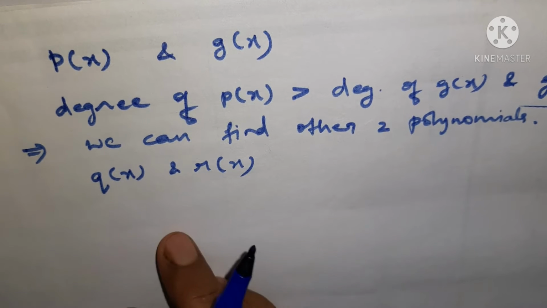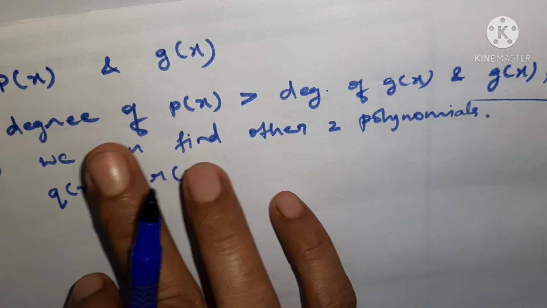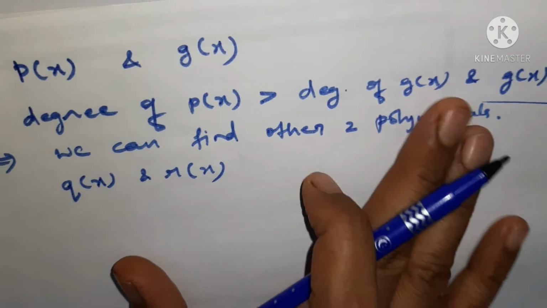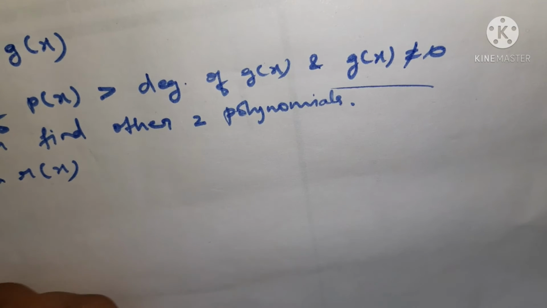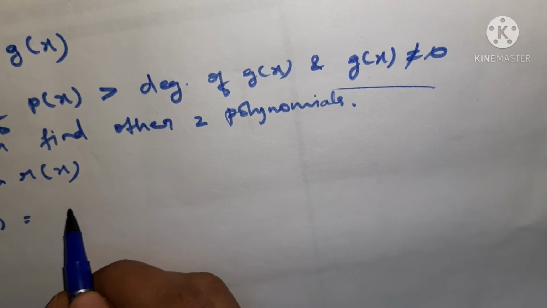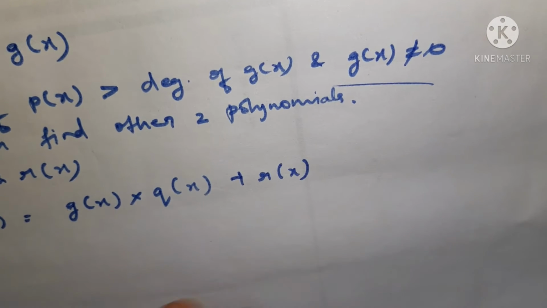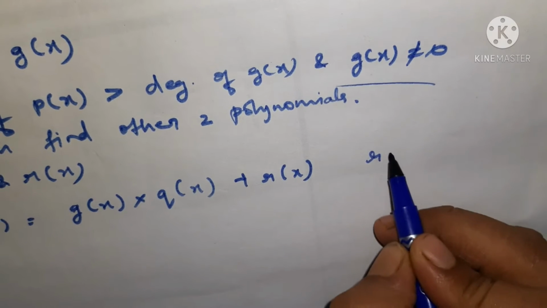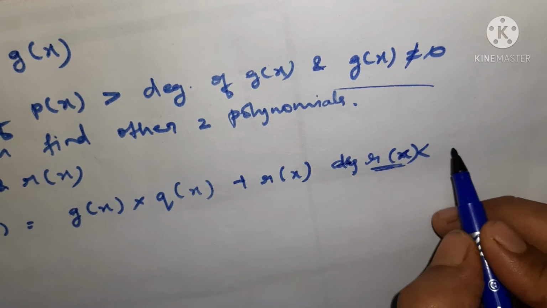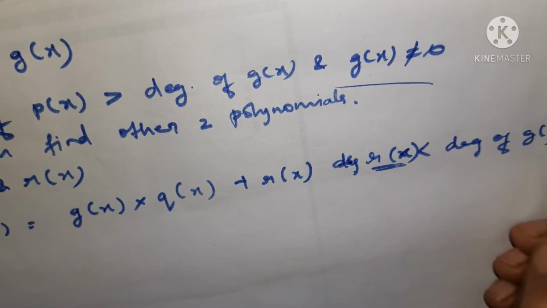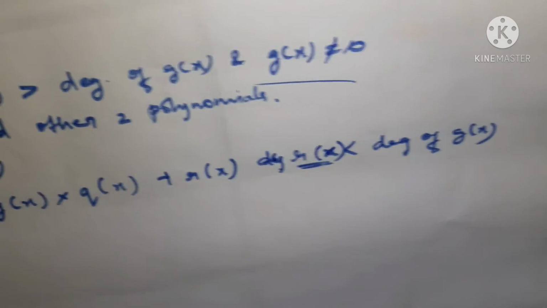Understood? If you are given px and gx as two polynomials, and the degree of px is greater than the degree of gx, and also gx is not equal to 0, in such case we can find two polynomials qx and rx such that px will be equal to gx into qx plus rx, where the degree of this rx is going to be less than the degree of gx. Understood this much? Okay.